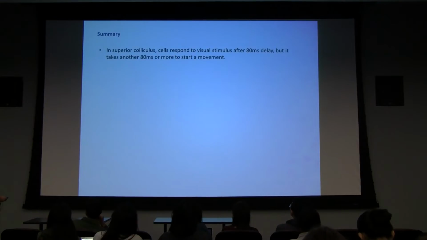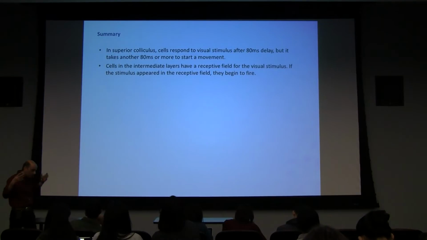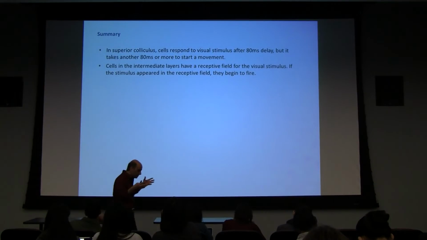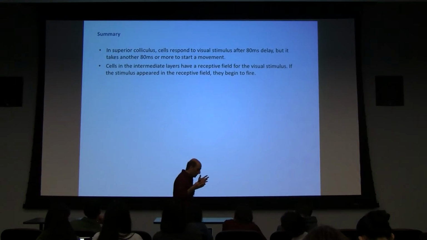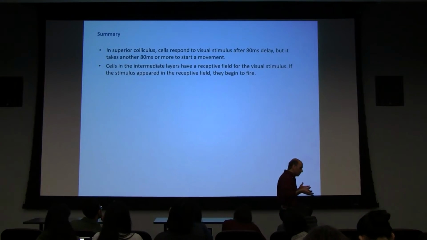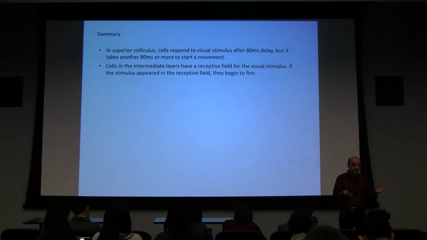All right, to summarize. In the colliculus, cells respond to visual stimuli after 80 millisecond delay, but it takes another 80 milliseconds or more to start a movement. So this is kind of the puzzle. If the stimulus is already there, why do you need more time? Why couldn't you just make a movement when the stimulus is there on your fovea and now has reached the colliculus? The idea is it takes time because the brain has to decide, do I want to respond to this stimulus? Is this something that I care about?